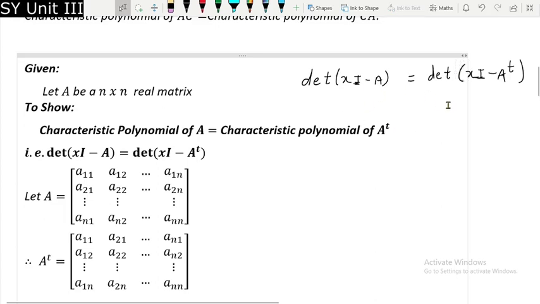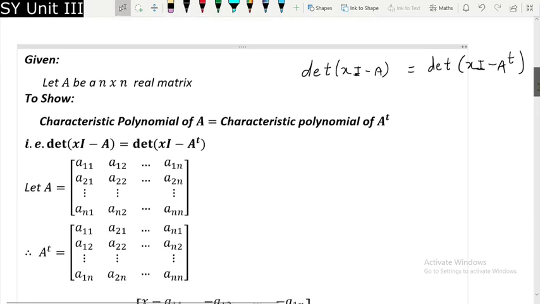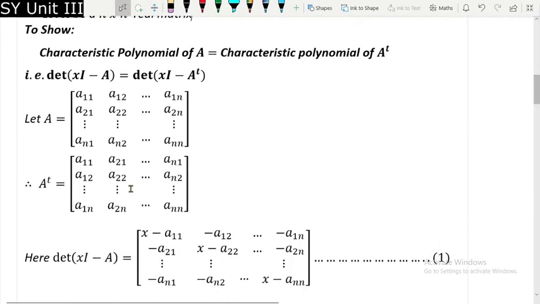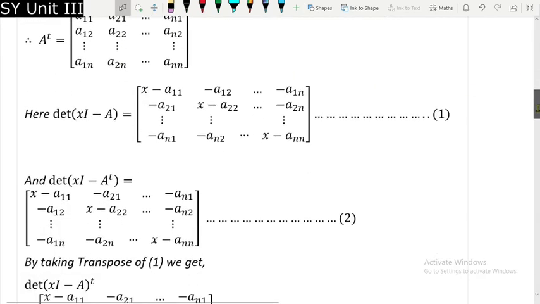Now I want these two things, so I will find them separately. What will be my determinant of xI minus A? Each element in the matrix will be multiplied by a minus sign, and diagonally we are going to add x. So therefore we will get this. You can see each element is multiplied by a minus sign and diagonally I am adding x. So this is our determinant of xI minus A. What about the determinant of xI minus A transpose? Same thing, we will multiply each element of the matrix by a minus sign, and diagonally we are going to add x. So you can see this.